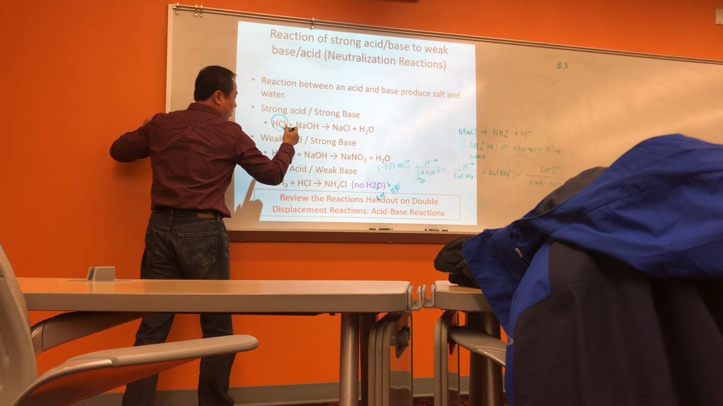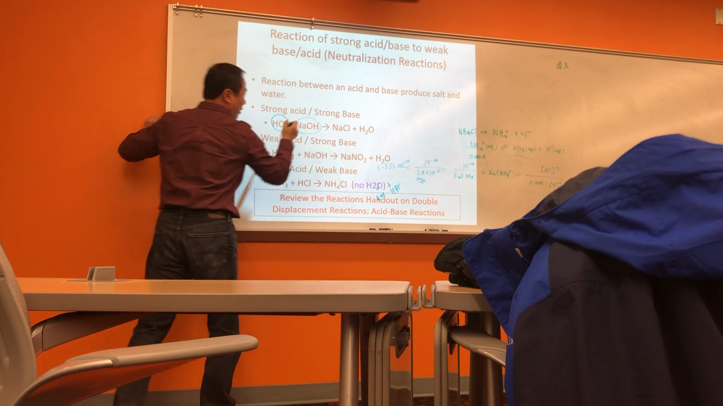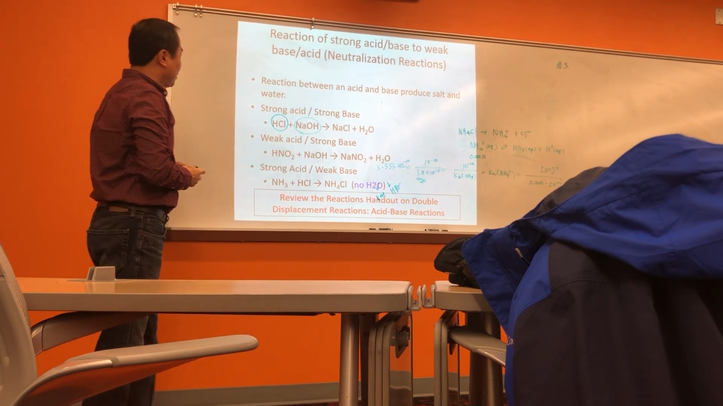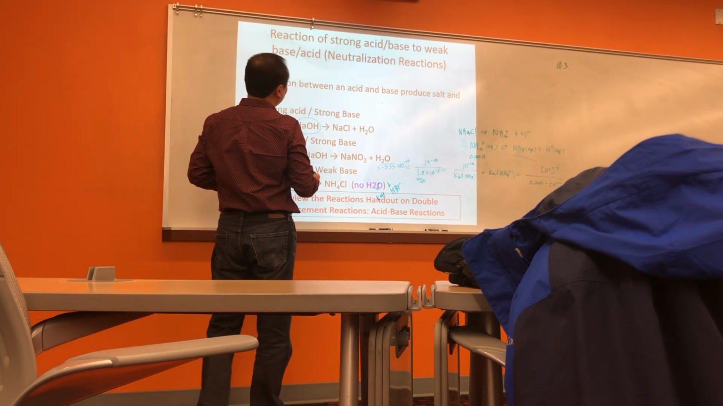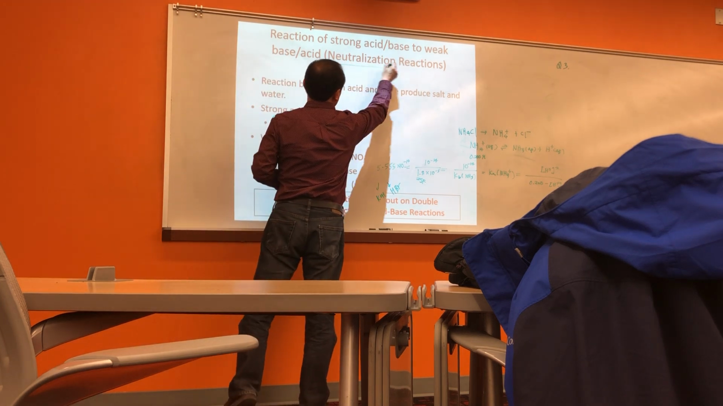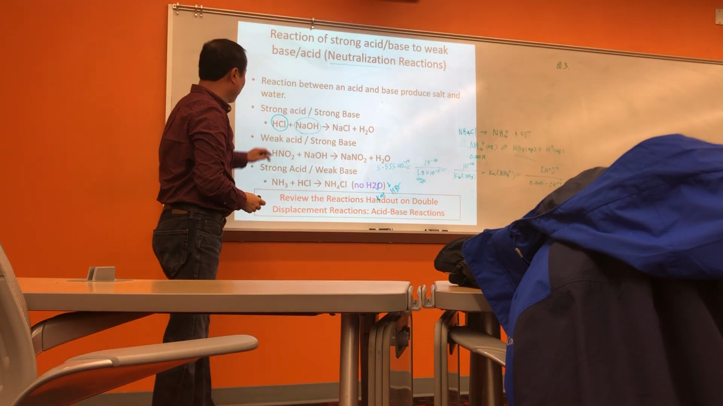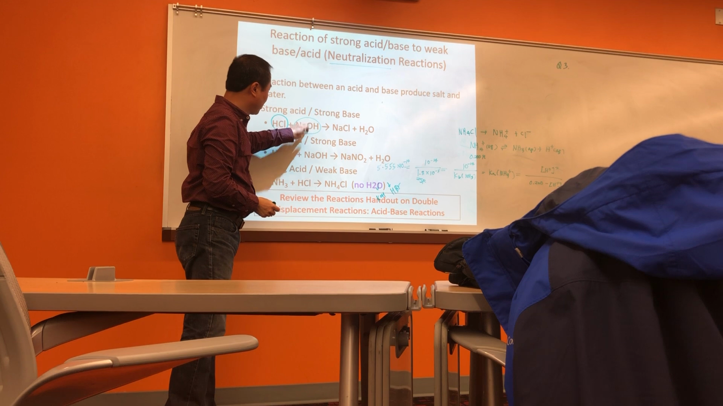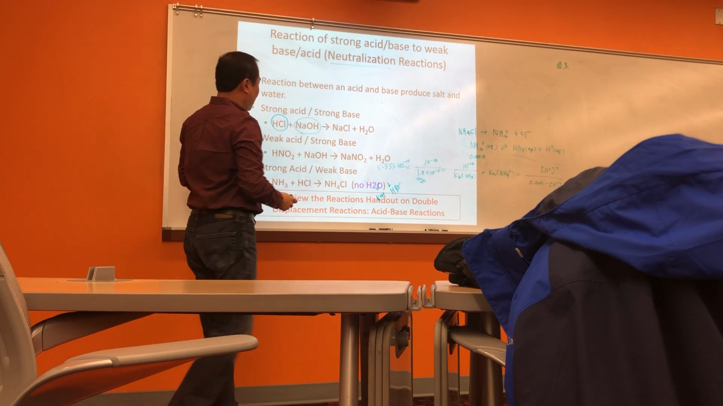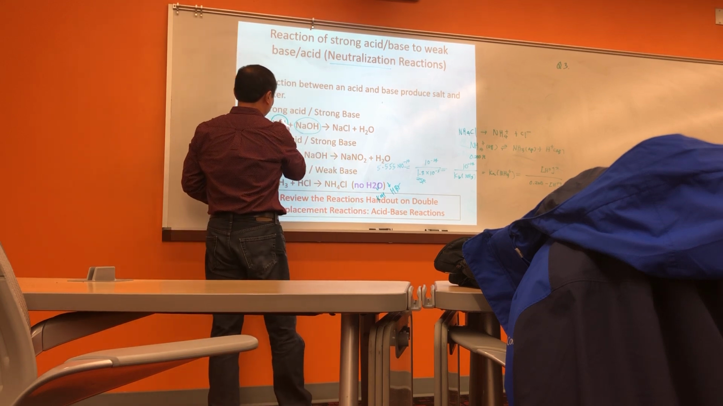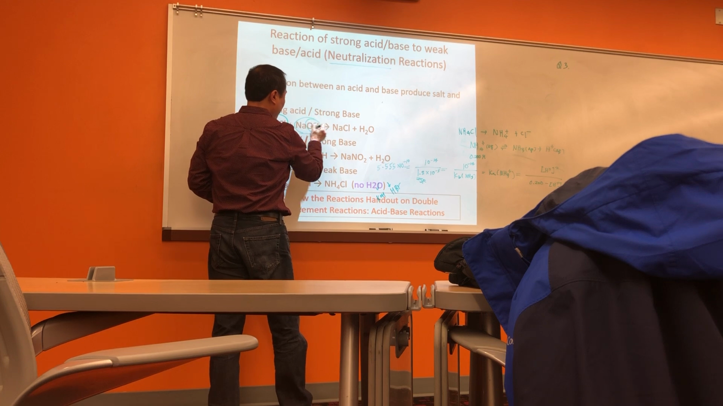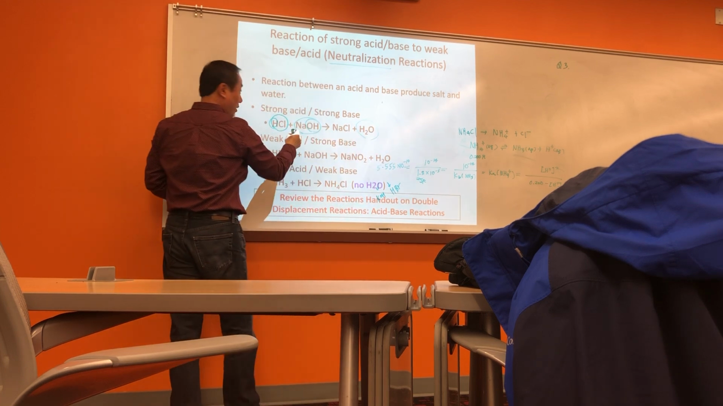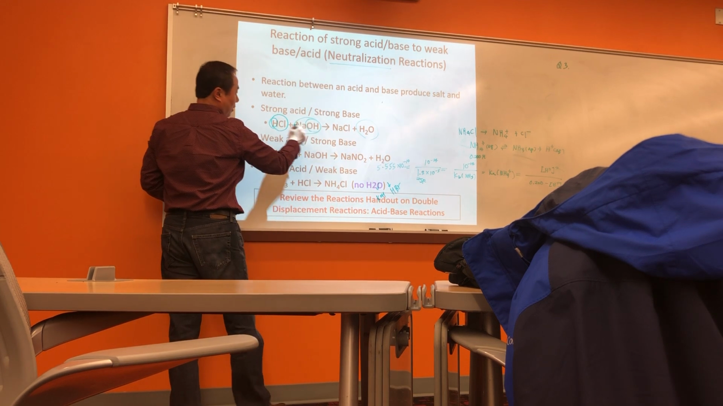When you mix strong acid with strong base, they neutralize. They just cancel each other. We call that a neutralization reaction. Especially when you have strong acid and strong base, you get water from H plus and OH. They make water. The remaining part, the negative ion, makes the salt.